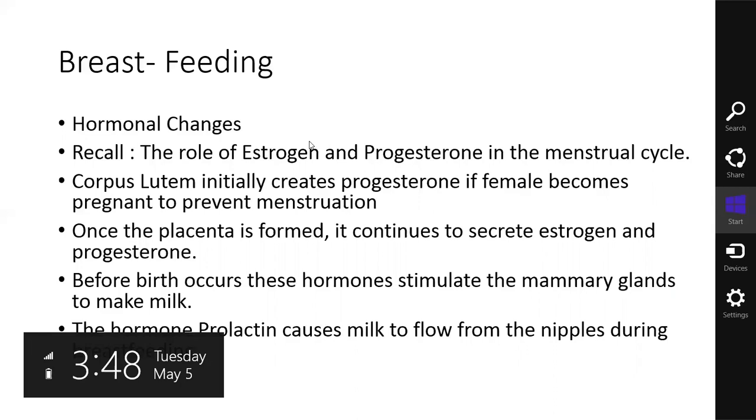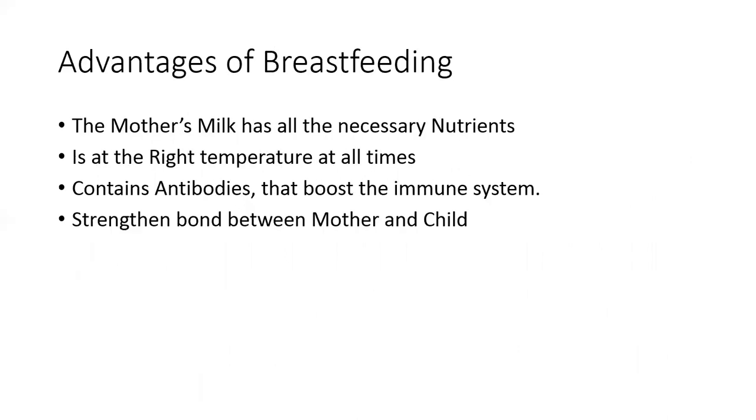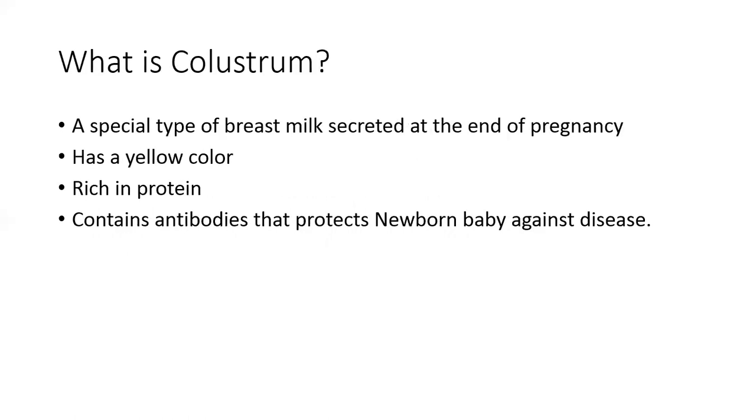And like I said earlier, prolactin is a hormone that's released by the pituitary gland. These were the advantages of breastfeeding that I talked about earlier. Mother's milk has all the necessary nutrients such as protein. It's at the right temperature at all times, so you don't have to worry about the mouth of the baby getting burned. It contains antibodies, which boost the immune system. And as I said, it strengthens the bond between the mother and the child.